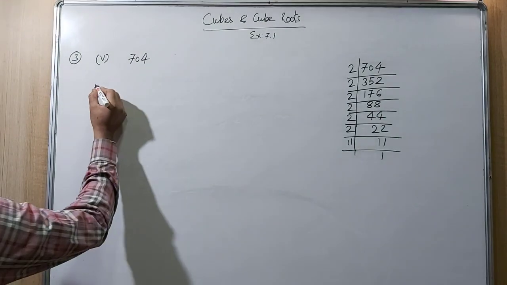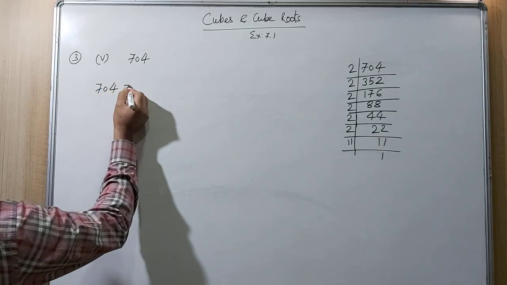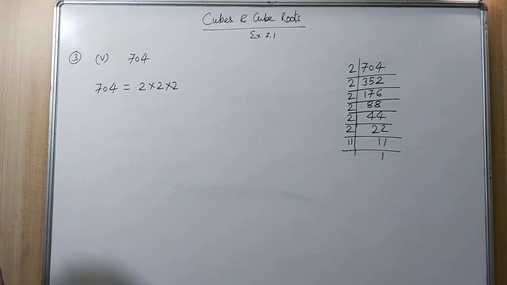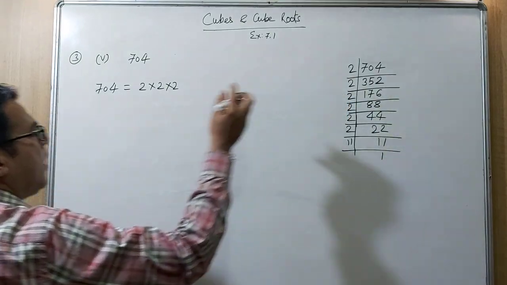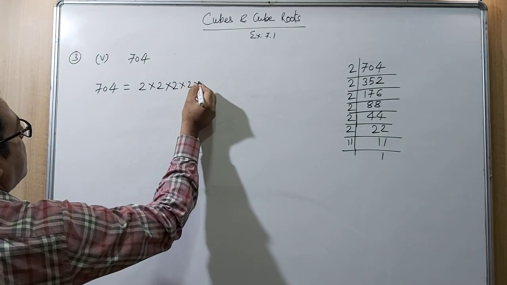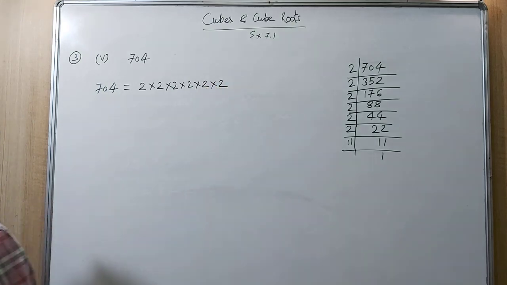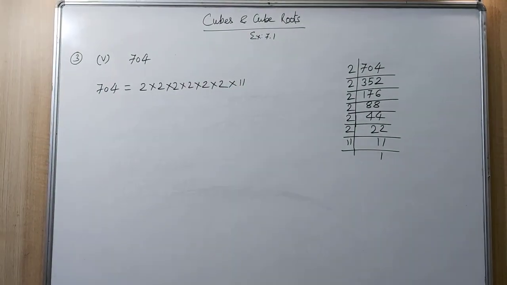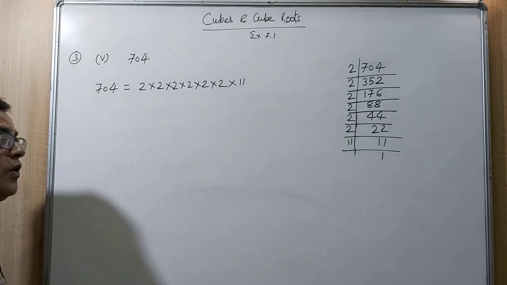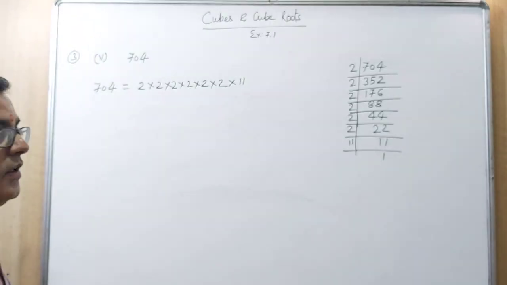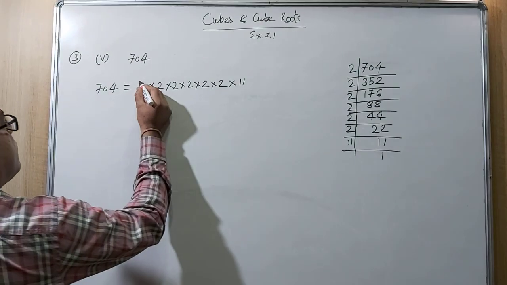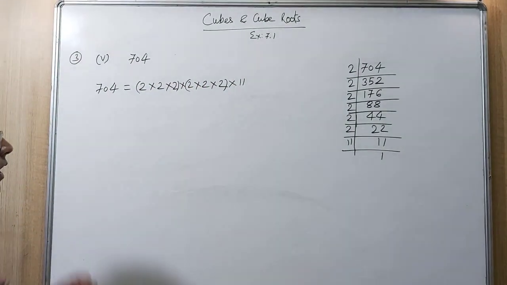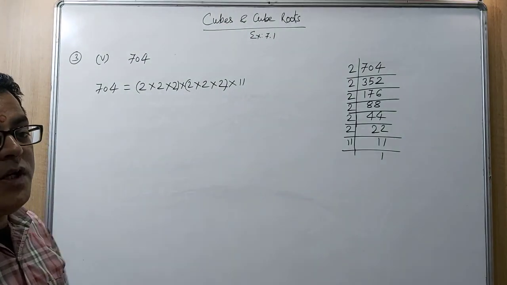So factors of 704 are 2 into 2 into 2. How many 2's are there? 1, 2, 3, 4, 5, 6, six 2's are there. And 1 time 11 is there. Now the second thing, we need to take those primes as triplets. So this is the first triplet and this is the second triplet. Now you can see this 11 is alone there.